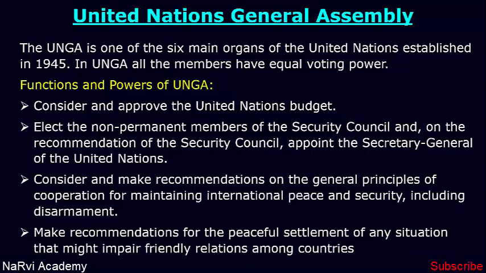The Assembly may also take action in cases of a threat to the peace or act of aggression. When the Security Council has failed to act owing to the negative vote of a permanent member, in such instances, according to its Uniting for Peace resolution of 3 November 1950, the Assembly may consider the matter immediately and recommend to its members collective measures to maintain or restore international peace and security.